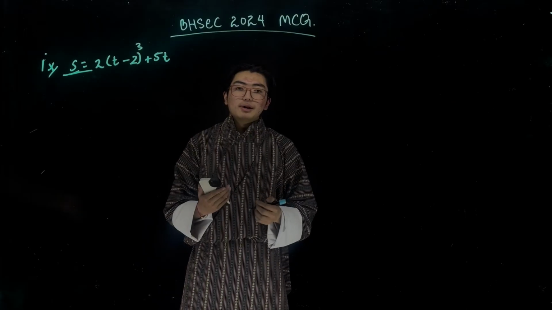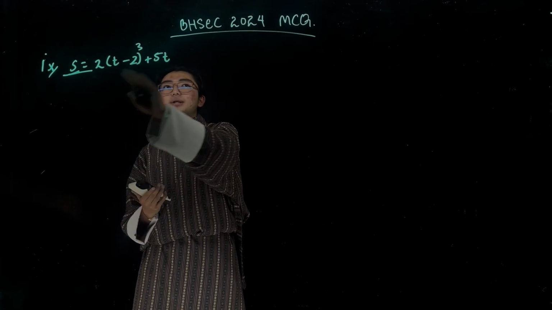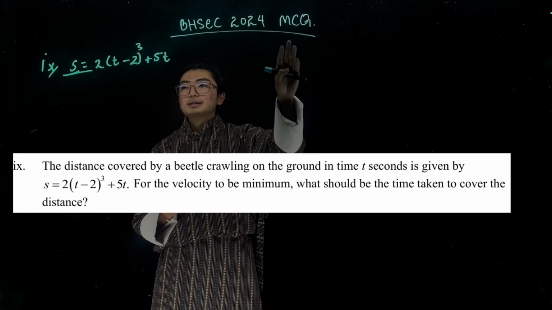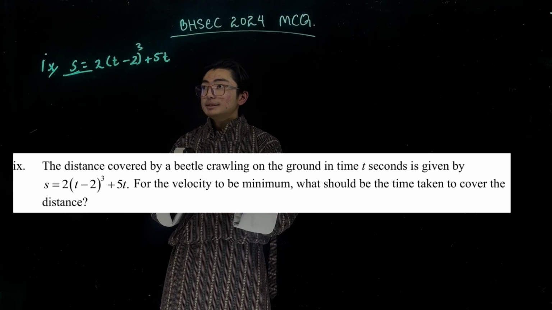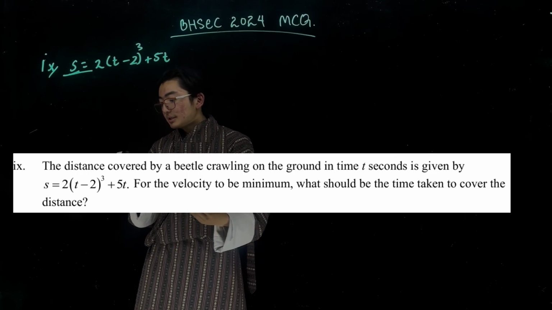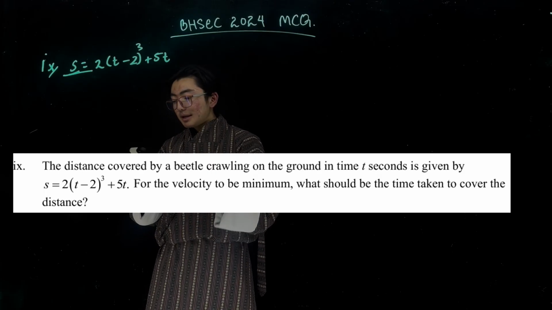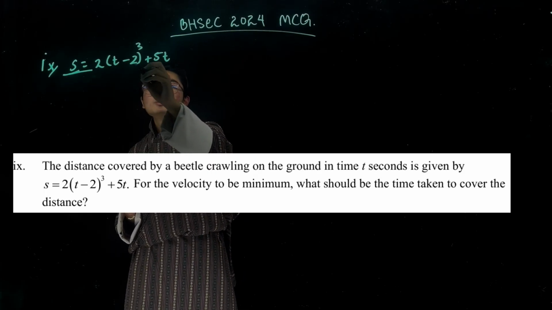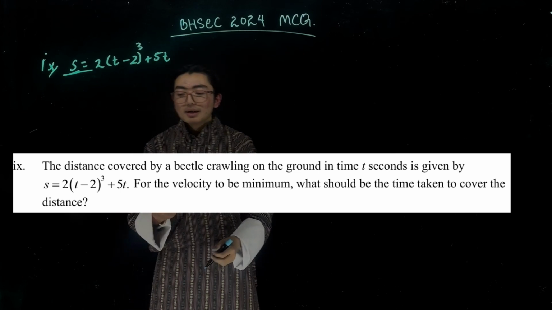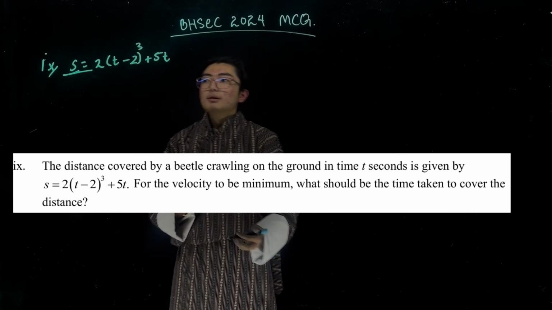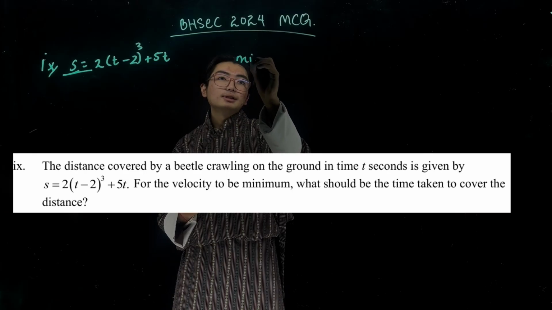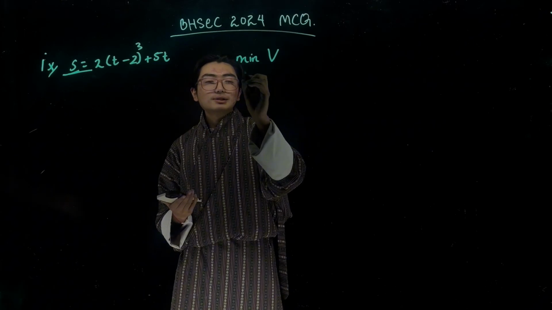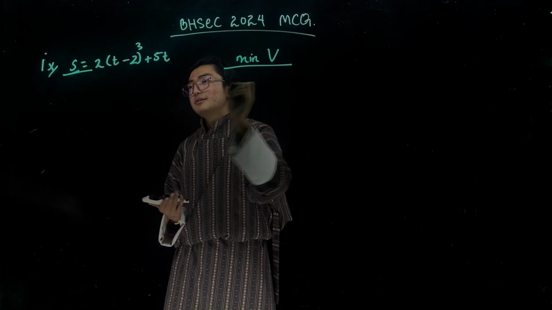Hello everyone. Now let's look at question number 9 of the BHSEC 2024 MCQ Maths. Now the question states that a beetle is crawling on the ground in time t seconds and the distance is given by the formula 2(t minus 2) cubed plus 5t. And the question asks us to find the minimum velocity. I repeat, the question asks us to find the minimum velocity and not the distance.